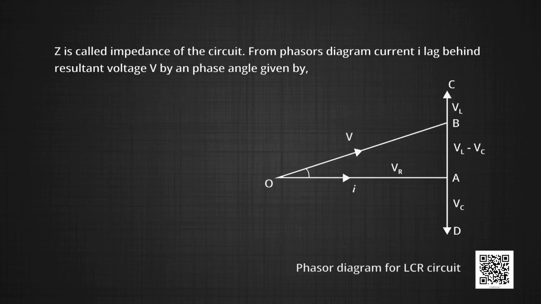From the phasor diagram, current I lags behind the resultant voltage V by a phase angle given as tan phi equal to (VL minus VC) upon VR, or (XL minus XC) upon R, which can be written as (omega L minus 1 upon omega C) divided by R. From the equation we have three cases.